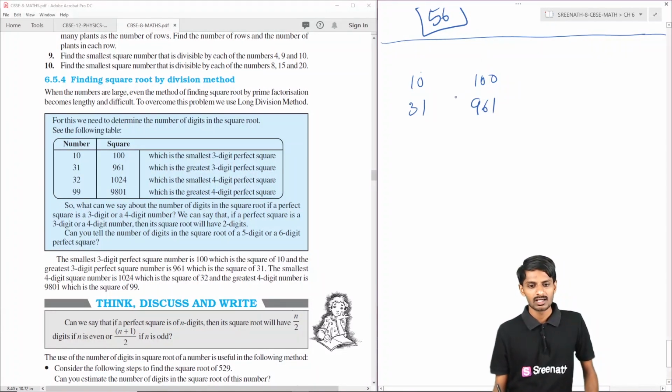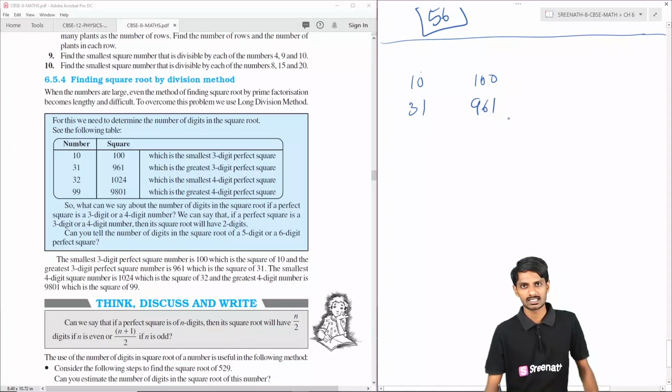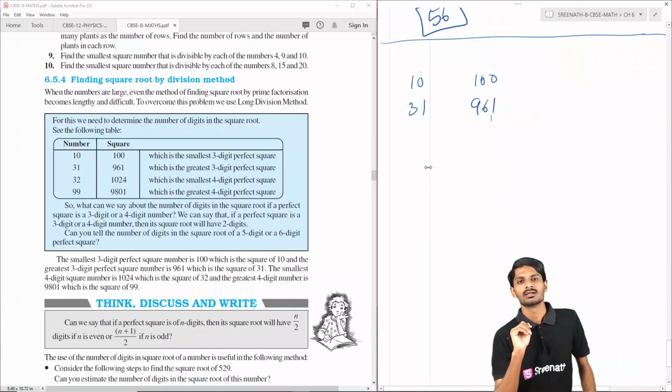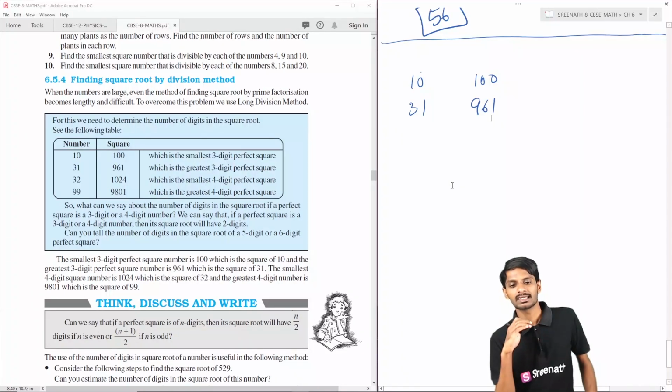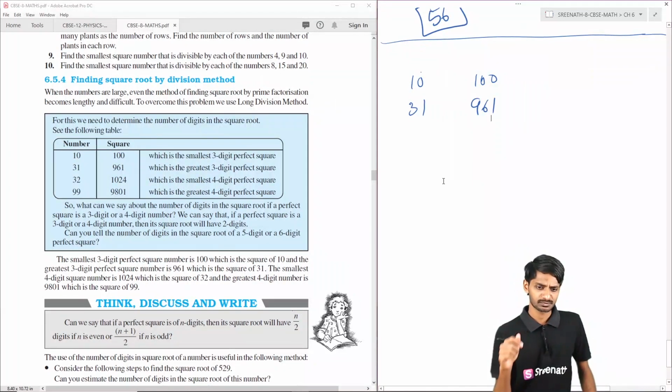100 is the smallest 3-digit perfect square number. There is no perfect square number smaller than this. And coming to this, it is the greatest perfect square having 3 digits. Beyond this, there is no other greater 3-digit perfect square number. So all the 3-digit perfect square numbers lie between these two numbers only.